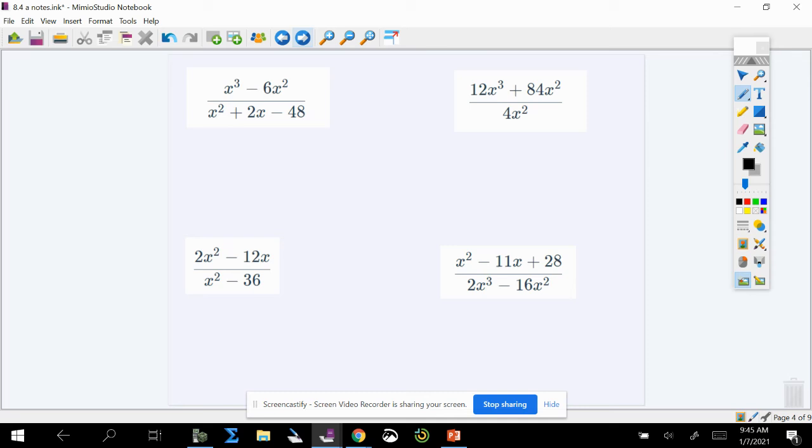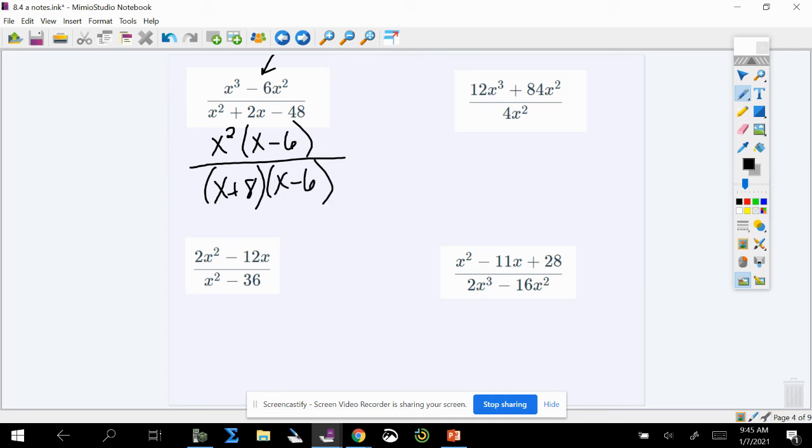Factor as much as you can, reduce or cancel as much as you can. The numerator of this first one, you can actually take out a GCF. Both of them have an x squared, so I'm going to pull an x squared to the front, and that's going to leave me with x minus 6, and I can't do anything more with that. That's a GCF only. The denominator is a basic FOIL factor. I need numbers that multiply to get negative 48 and add to get 2. That's going to be a positive 8 and a negative 6.